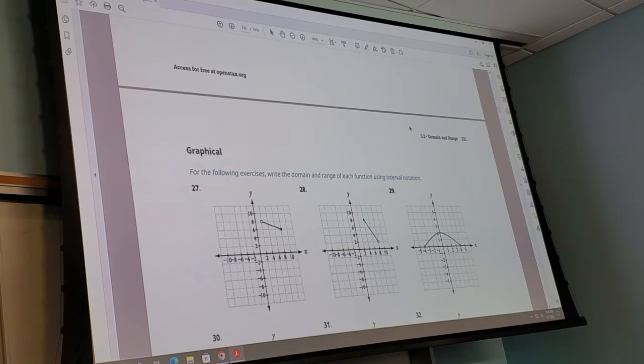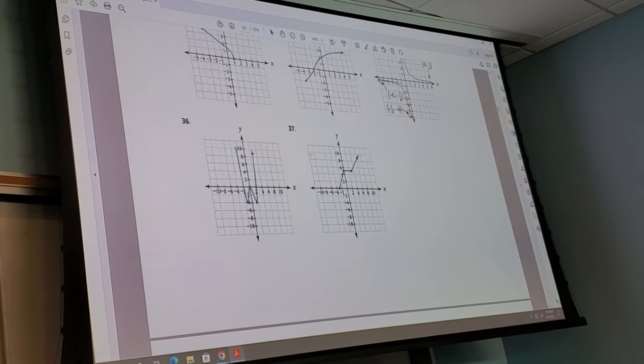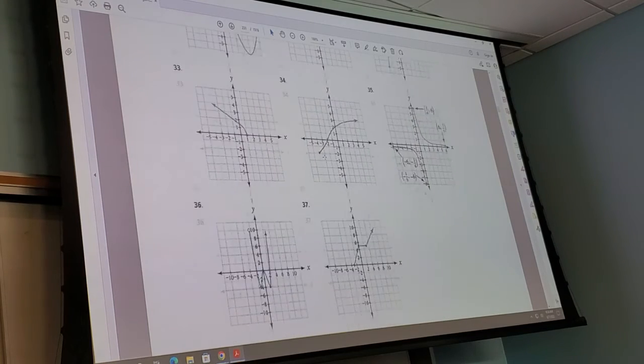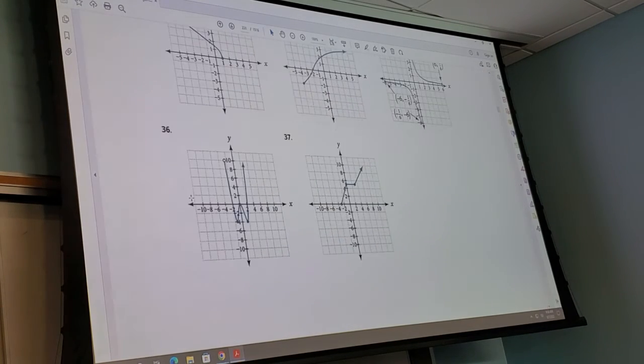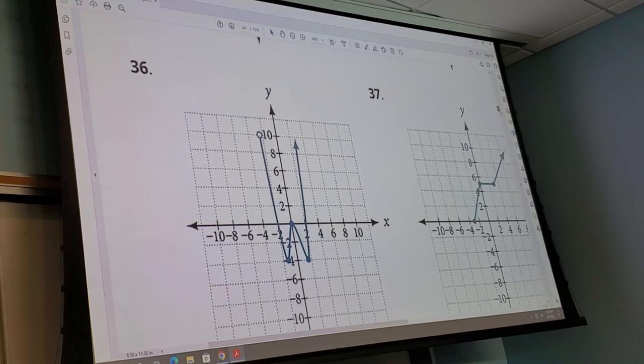I'm in 3-2, yeah. Which one again? Which problem? 36. Okay, this guy, what's it say? It says domain and range. This guy here, right? The guy with the little monocle here.